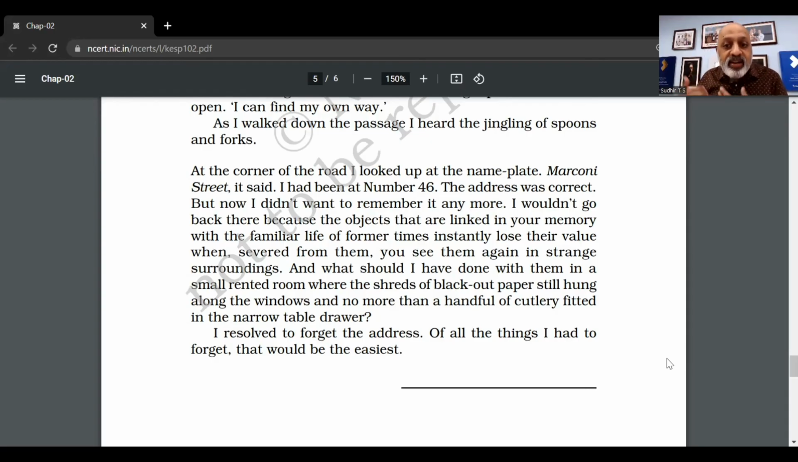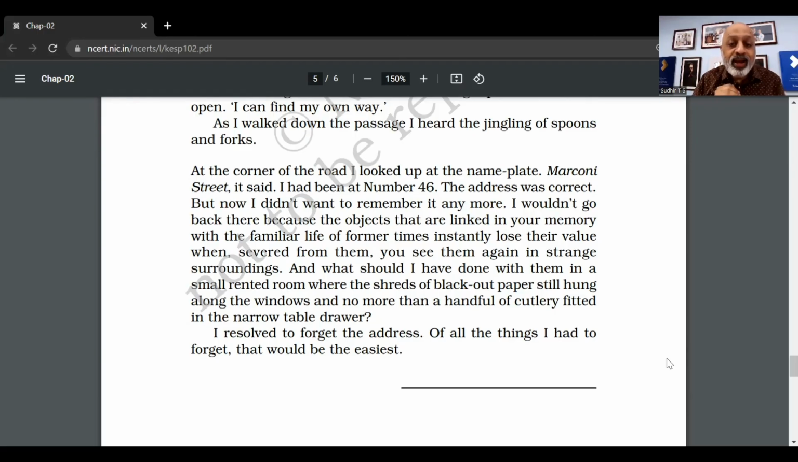Okay, they instantly lose their value when severed from them, that is separated from them. You see them in strange surroundings. And what should I have done with them in a small... Now she's living in a small rented house, which is much smaller than this house, with a musty smell, where the shreds of blackout paper still hung along the windows. Why blackout paper? Because when the war happens, they do this so that the lights don't show inside for the aircraft which are going to bomb. Because if they see a lot of lights, they will just drop bombs to kill human beings. So you put black paper during war times on the window so that the light inside does not show outside.